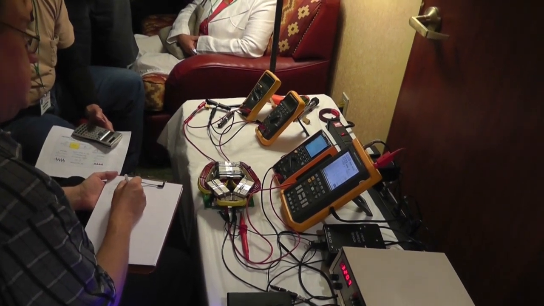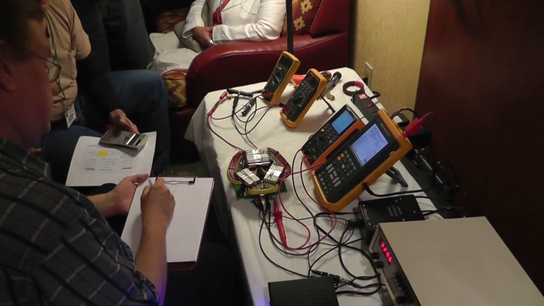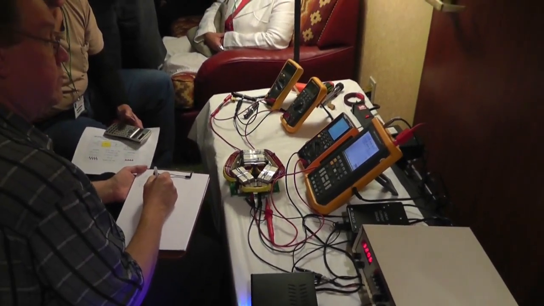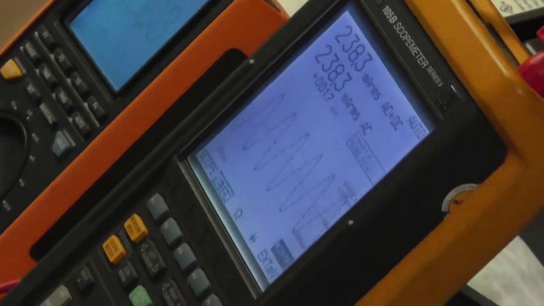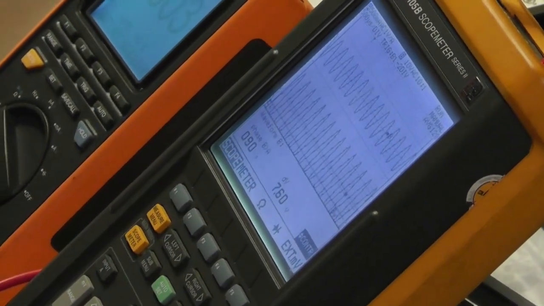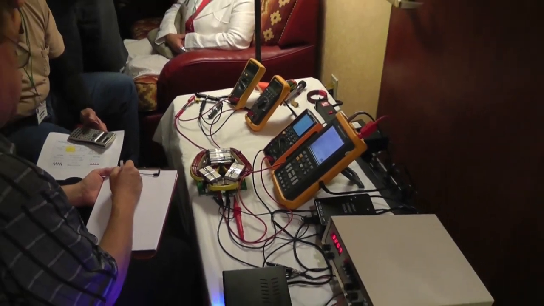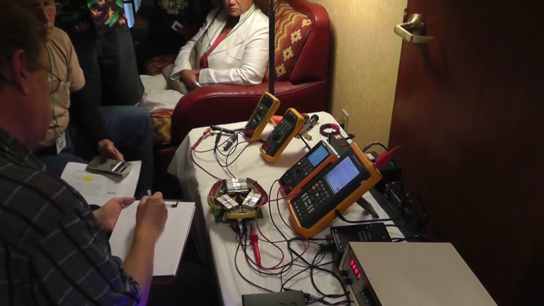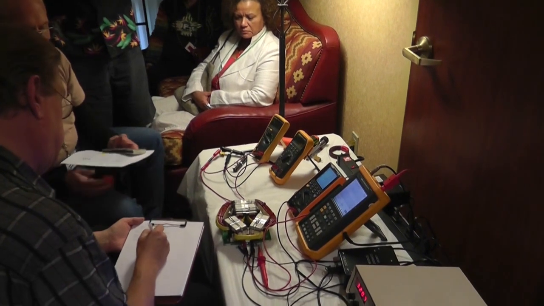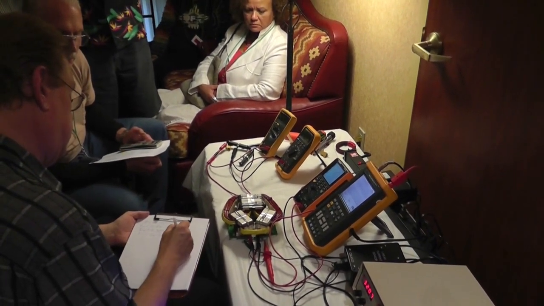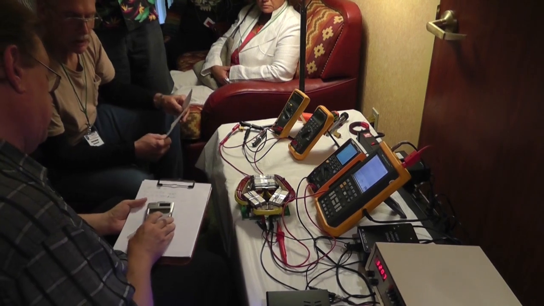Our voltage is 10.02 volts RMS, and our current is 0.240, it's bouncing around a little bit, amps RMS. And we see that we had that phase angle of about 72. So voltage in times the current in times the cosine of 72 degrees will give us our real power being supplied to the transformer.